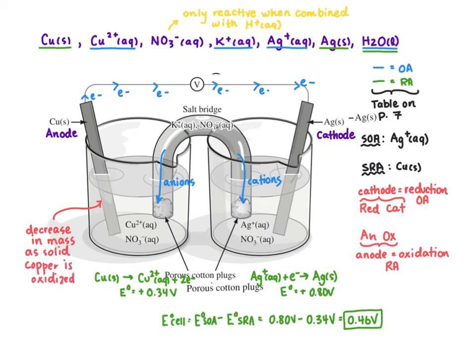The solution here will be blue because copper 2+ is blue, and because we're producing copper 2+, the solution color will get darker. In our other half cell, we are taking silver ions and plating to form solid silver. And so there's going to be an increase in mass at our cathode as solid silver is plated. Because silver is a colorless ion, we won't really see any change in color in this half cell. And we'll be able to confirm this reaction by using our voltmeter at the top.